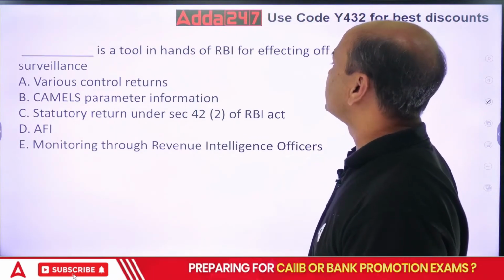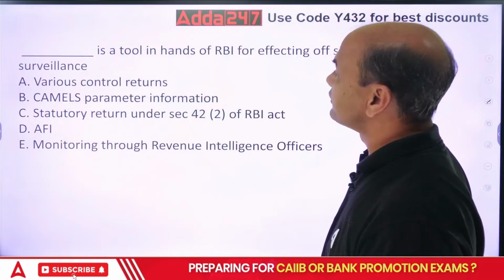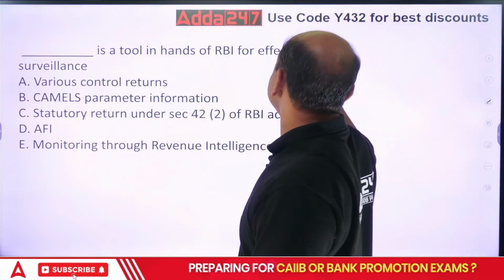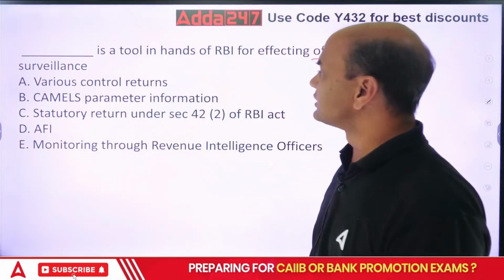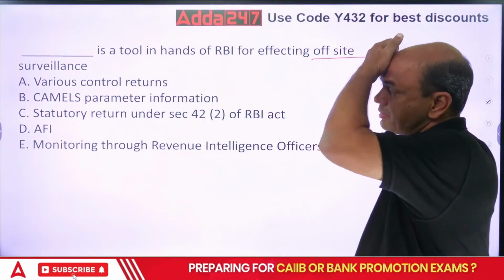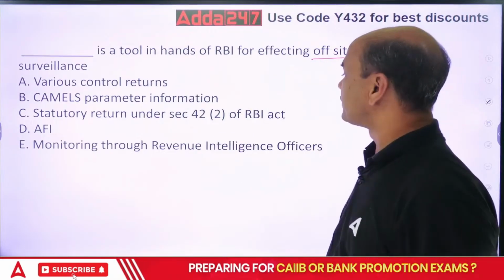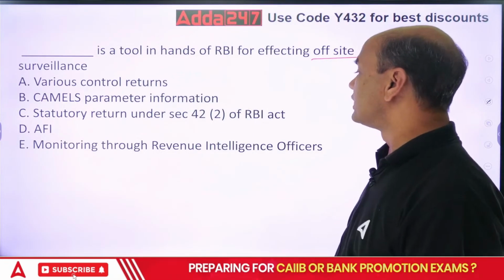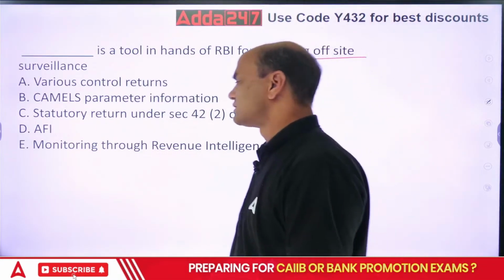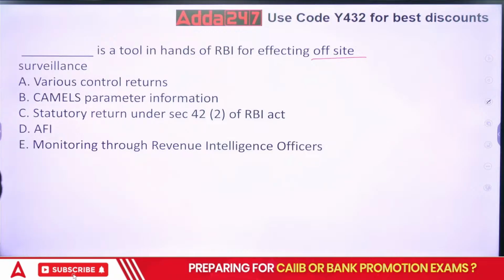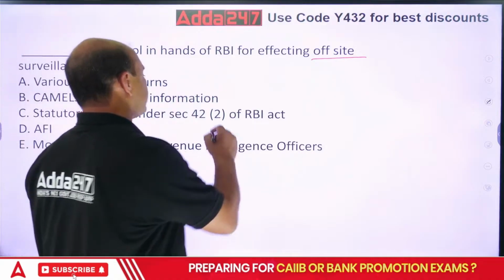DASH is a tool in the hands of RBI for effecting off-site surveillance. Off-site. Various control returns, CAMELS, parameter information, statutory return under section 42 of RBI Act, AFI, monitoring through revenue intelligence officers. So which is the tool? The tool is a very important tool that is called CAMELS.